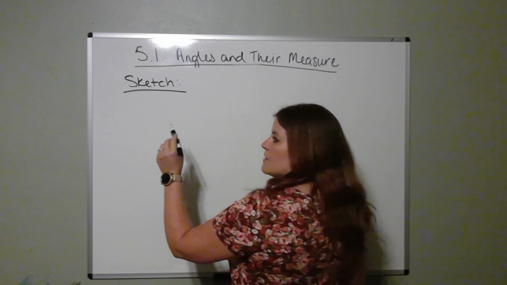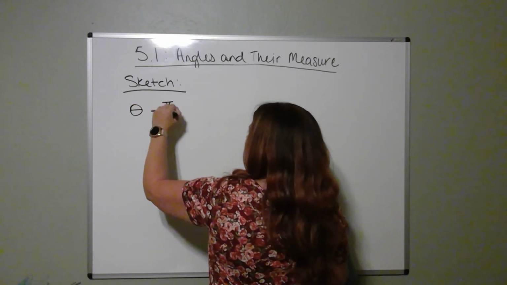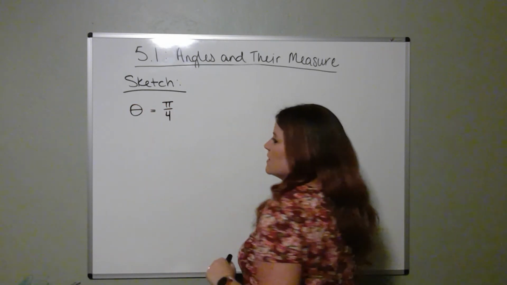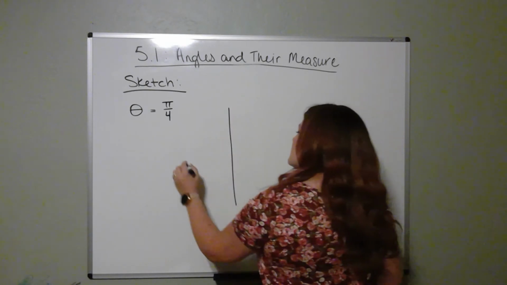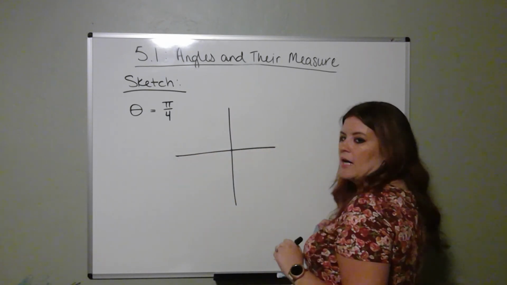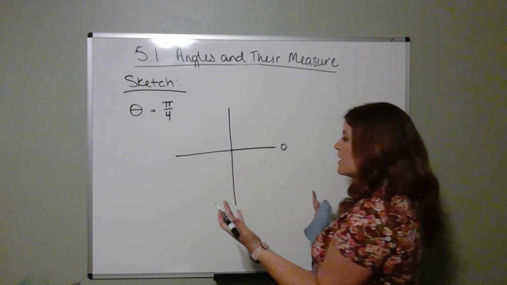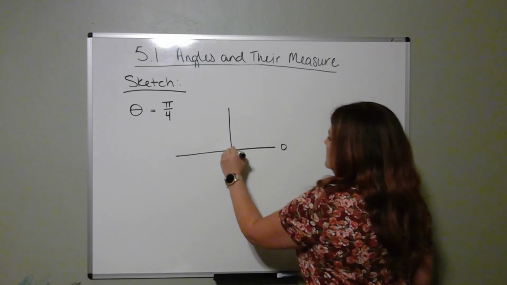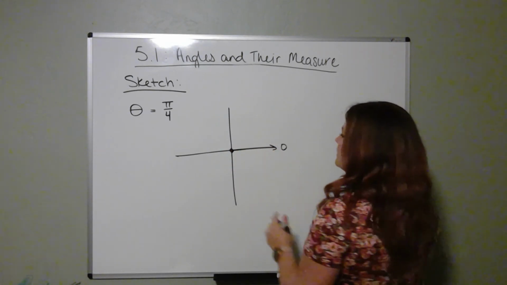So we're going to sketch again, but this time in radians. So let's sketch theta equals pi over 4. So we have to think about radian measure now. So let's look at our landmark angles. Here's 0. You guys, degrees, radians, 0 is 0. If you don't rotate at all, you are at 0.